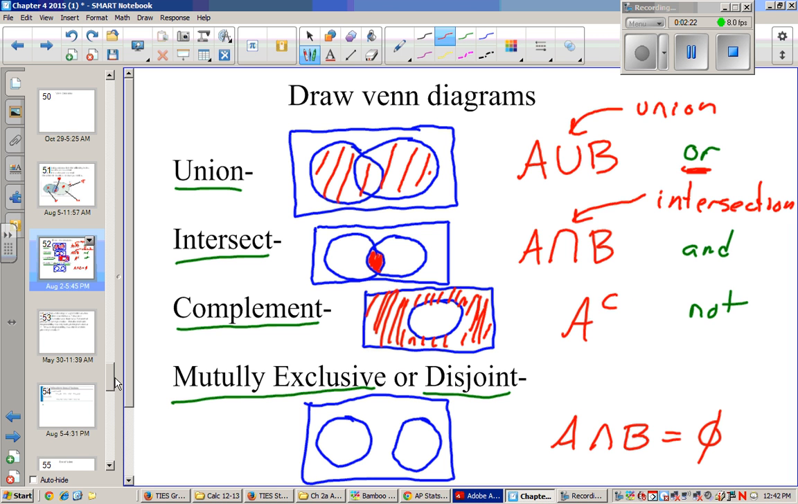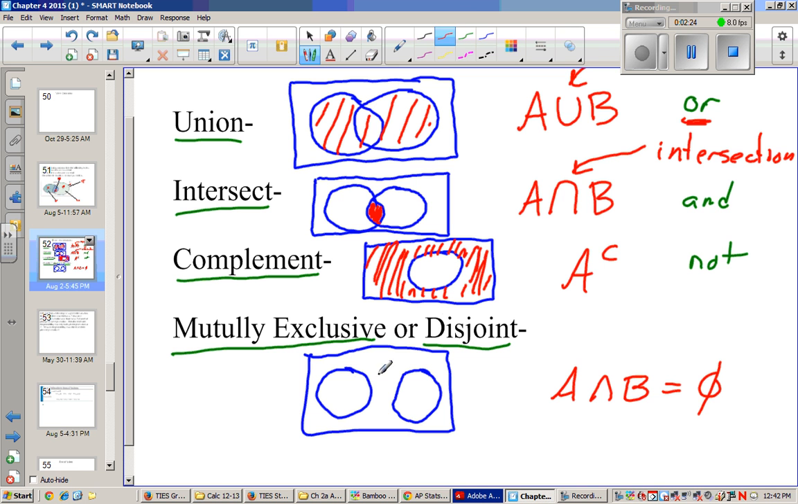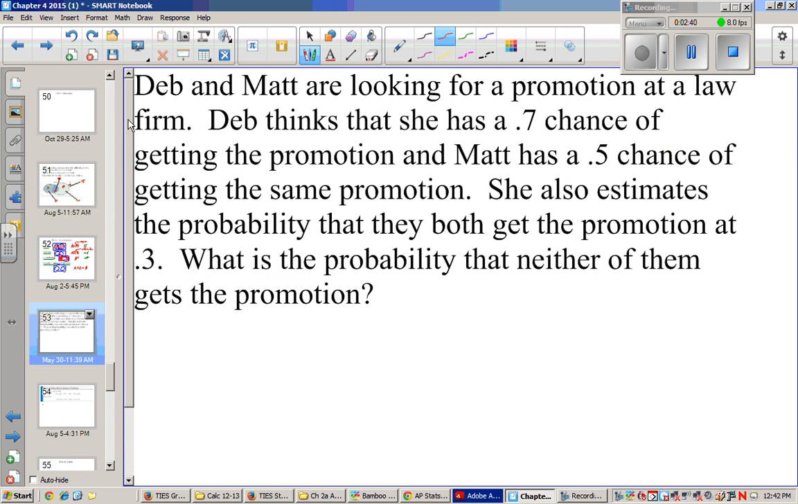And now this term, mutually exclusive or disjoint, this means two sets that have nothing in common. The probability that I roll a 2 and I roll a number greater than 5, there's no way I can do both of those with one roll. So we call those mutually exclusive or disjoint.